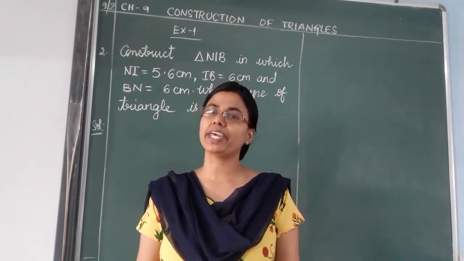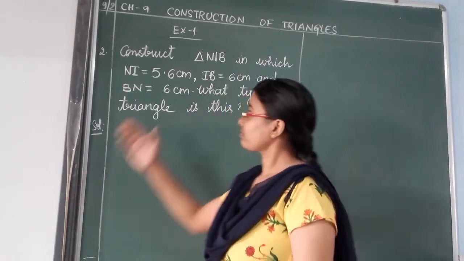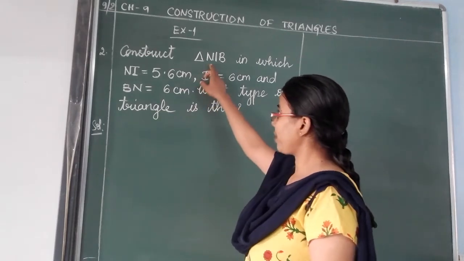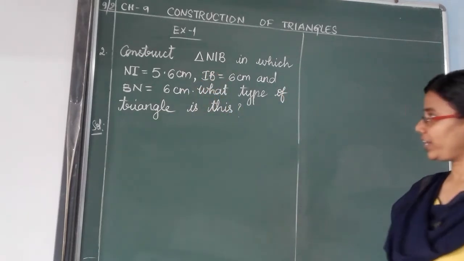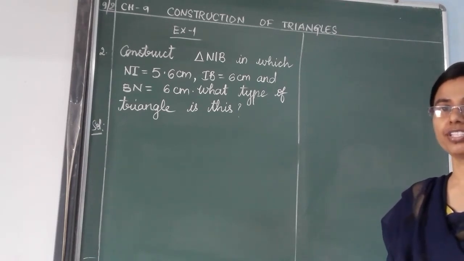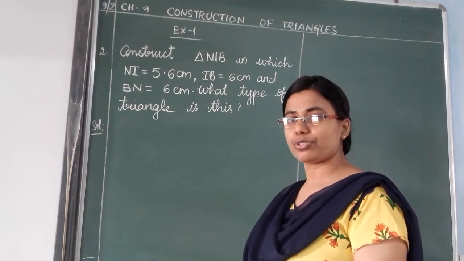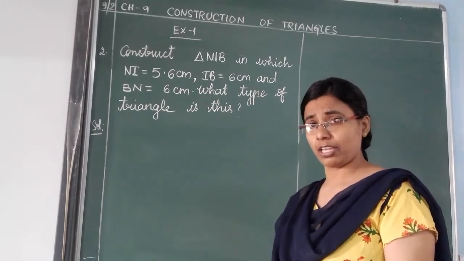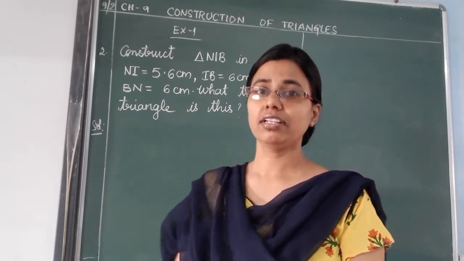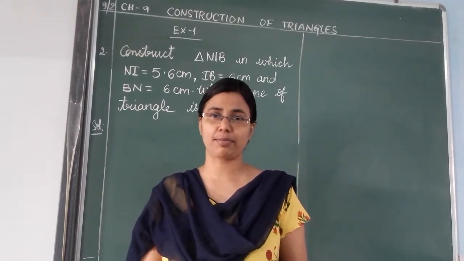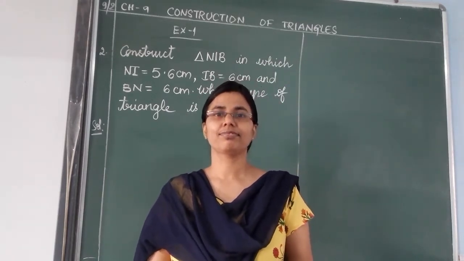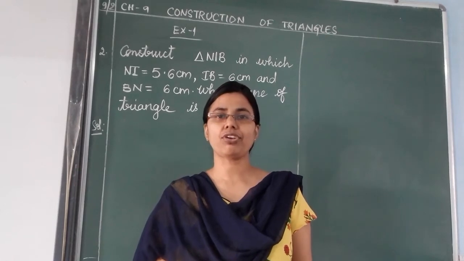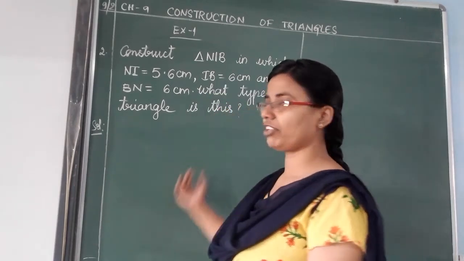So today, let's begin our class with exercise 1, second problem. Let's read the question. Construct triangle NIB in which NI is equal to 5.6 centimeters, IB is equal to 6 centimeters, and BN is equal to 6 centimeters. What type of triangle is this? This is the question given. What is the first step that you need to do? Yes, very good. We have to draw a rough sketch of the triangle and then label the given measurements.